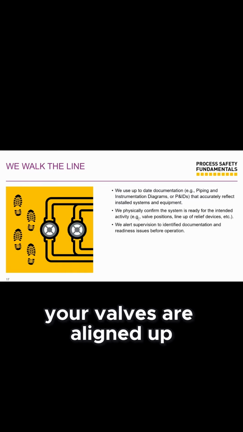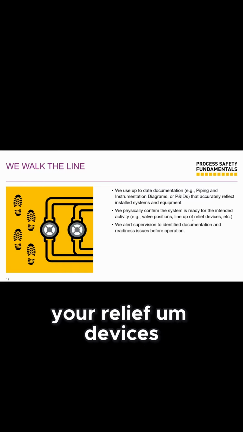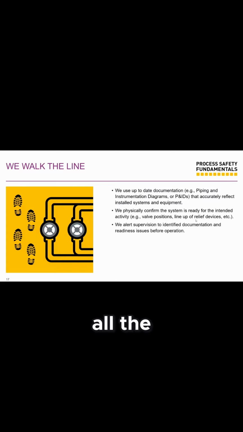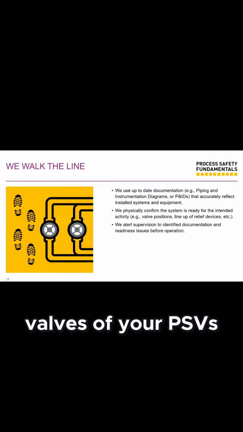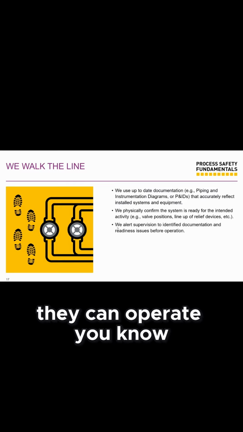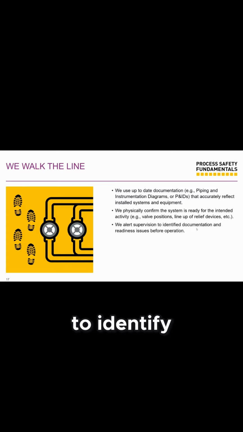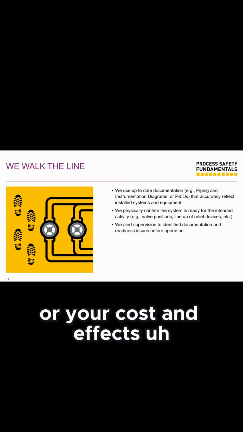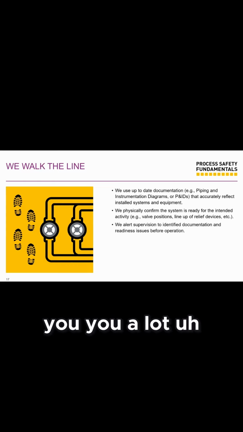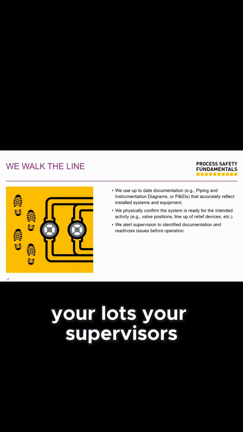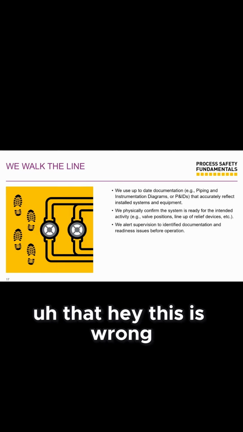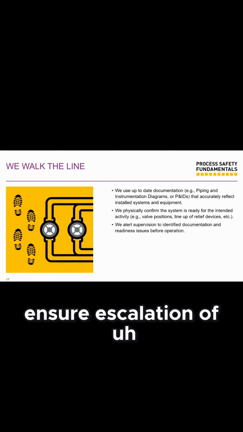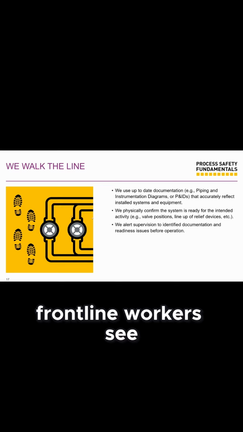Your valves are lined up, and your relief devices, your bursting disc, your PSVs, the upstream and downstream valves of your PSVs are open to make sure that they can operate. Alert supervision to identify documentation and readiness. So you see something wrong with your PNIDs or your cause and effects matrix, and you alert your supervisors that, hey, this is wrong and we need to change this. There should be a system that ensures escalation of whatever frontline workers see.